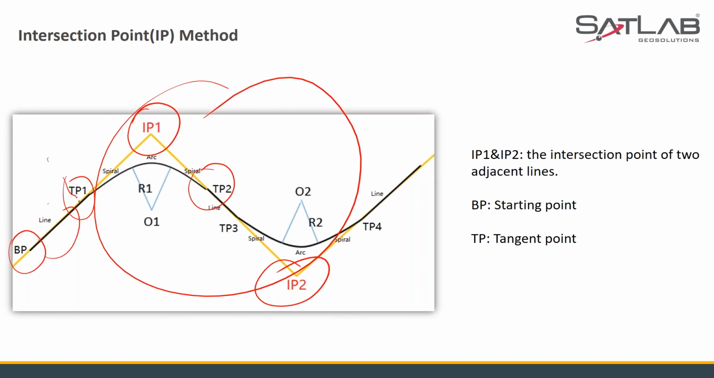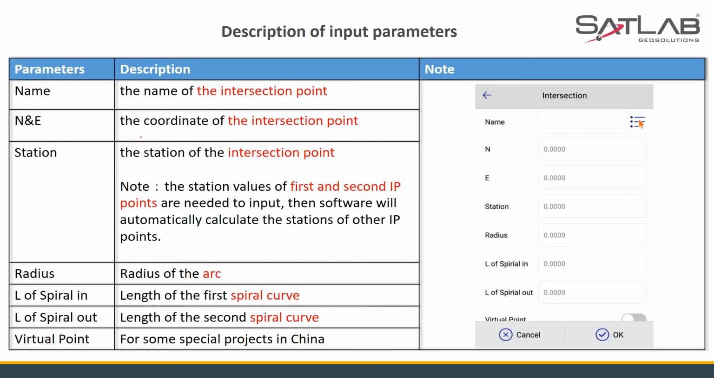In the intersection method we have the tangent points. More important here are these two, IP1 and IP2, which are the intersection points, and then there are the tangent points, TP1, TP2, TP3, TP4. This is just a default thing; you can have a different sort of road. This is just a graphical representation, a default road where we show you the beginning point, the tangent points, and the IPs.